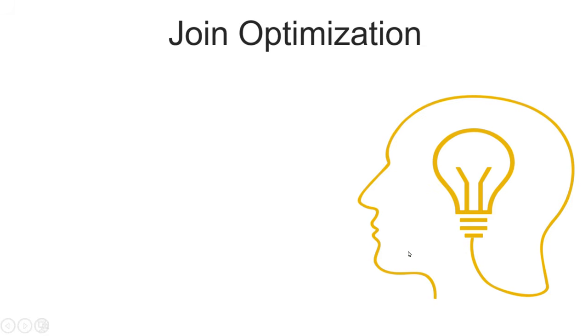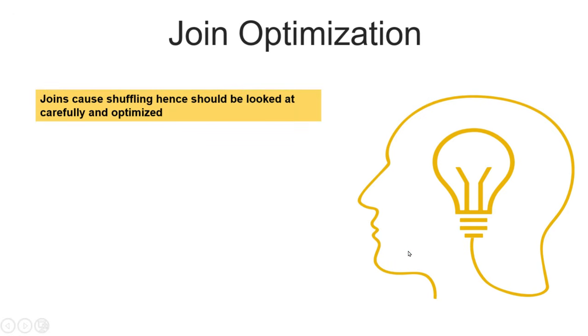Then another thing we can do is join optimization. We are going to use joins, that is for sure. Our queries would need joins. Joins, as we saw, would need shuffling. Hence, it is very important to look at what kind of join we really want to perform. There are multiple joins that Spark has. In fact, with Spark 3.0, there are join hints that can be given.